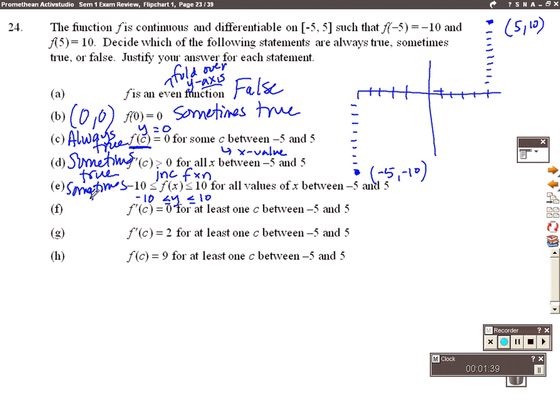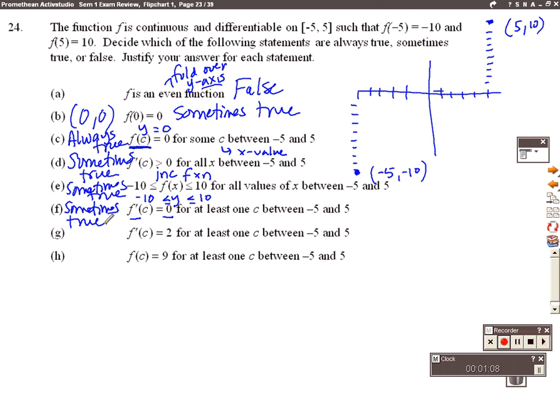Okay, we're getting down to the nitty-gritty here. Letter F says the derivative is equal to 0. In other words, there's a critical number for at least one c between negative 5 and 5. Well, that could be true, but it doesn't have to be true, because if I drew a straight line to connect those 2 points, then the derivative would not be 0. So this would be sometimes true. The best way to work these is just to draw graphs that either refute or prove what's happening.